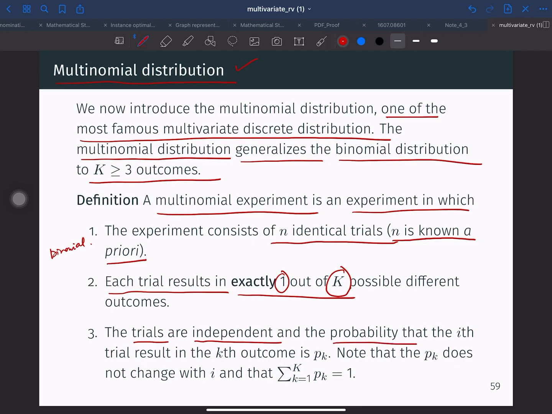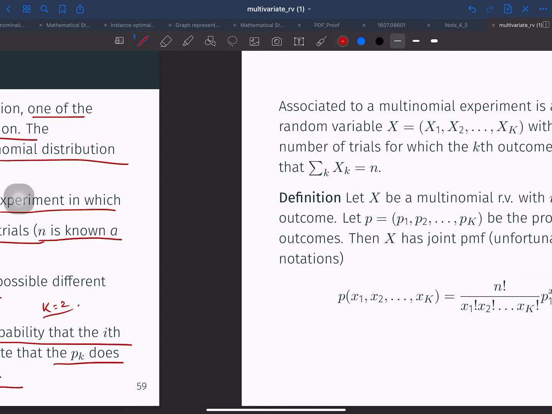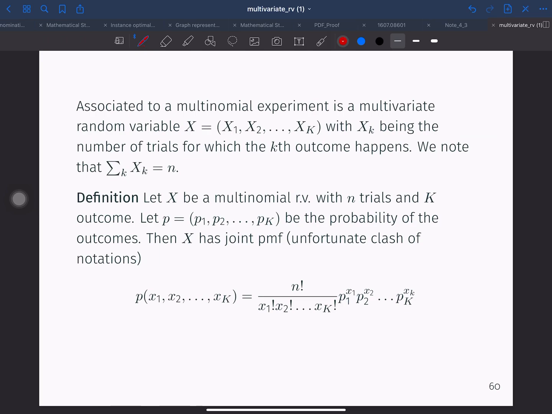Now the probability that the ith trial results in the kth outcome, little k out of capital K, is p_k. The main emphasis is that p_k does not change with the trial i, and the sum of the p_k is equal to 1. Like we said, in the binomial, capital K equals 2, so it is either p or 1 minus p for the failure. In this case, we possibly have more than two outcomes. So just to be obvious, K equal to 2 leads you to the binomial, and K equal to 3 leads you to what we call the trinomial, and so on and so forth.